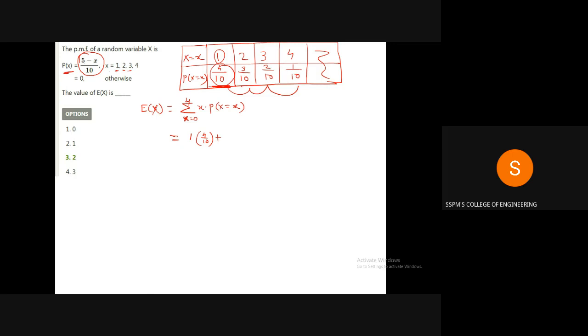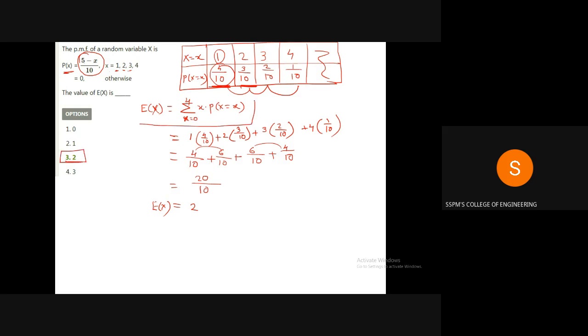So 4 plus 6 is 10, 6 plus 4 is 10, 10 plus 10 is 20, 20 divided by 10. You can directly add the numerators because the denominators are all equal. So 20 divided by 10 is equal to what? It is 2. Therefore, the expected value is 2. So that is the correct option. That's how we find the value of expectation. E of x is very easy to find. You just have to multiply these terms and add all of them.